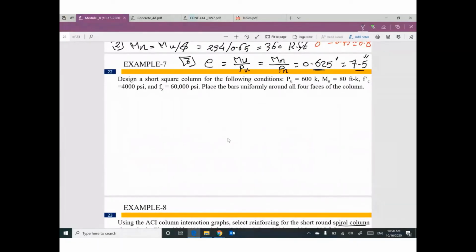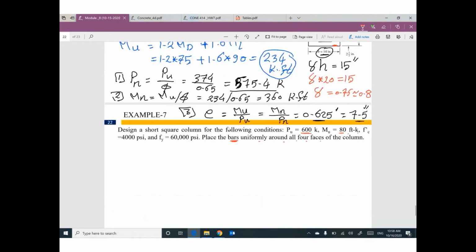We have a short square column for the following condition: P ultimate 600, M ultimate is 80 kip foot, F prime C and yield are given, and bars uniformly around all 4 faces of the column. Where is the column? I cannot see the column. What are the dimensions of the column? Please go back to my notes.